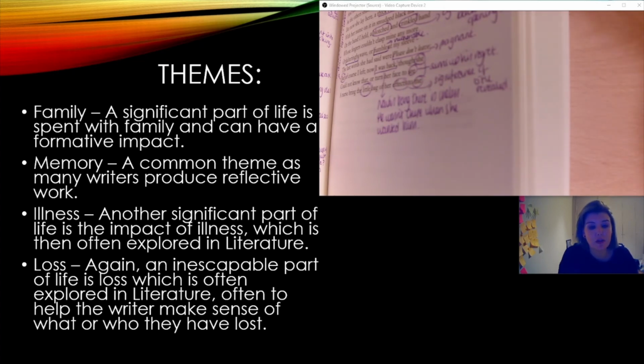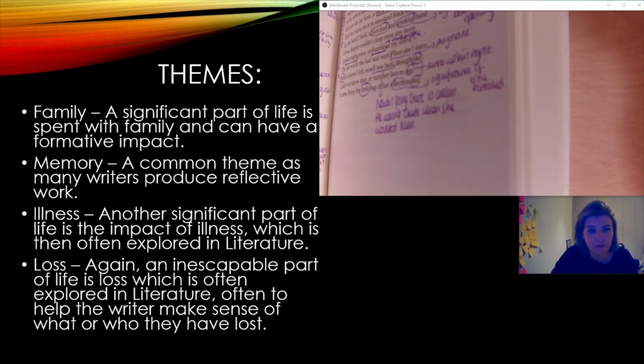And then loss, obviously, as I said, there is very much an overarching sadness that permeates the whole of this poem. Even when he is talking about the positive memories that he has of his mother, there is that feeling and sense of loss that almost overshadows the whole poem for us.